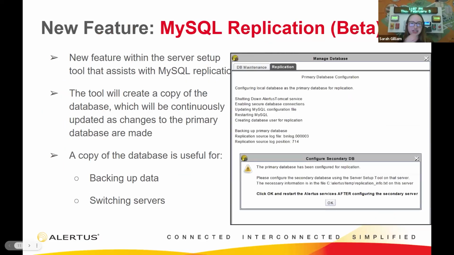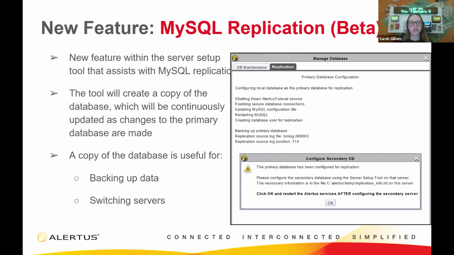And for our last new feature in this section, we're excited to announce a new beta feature in our Winter 2026 release, MySQL replication. This is a powerful new function built right into the server setup tool, designed to help you manage your database more efficiently and securely. So MySQL is the database where your Alertus system's critical data is stored. This new MySQL replication tool automatically creates a continuous updated copy of your primary database.